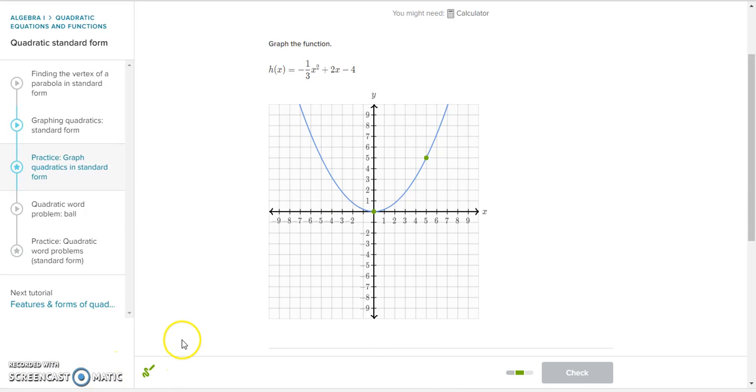Okay, h of x equals negative 1/3 x squared plus 2x minus 4. Now don't get confused by this h of x. That's just function notation and can be replaced with the variable y. The x is the input, h of x is the output. Very similar to x being the input and y being the output in earlier examples. I'm going to pause the video and work out what we need to graph this on scratch paper.